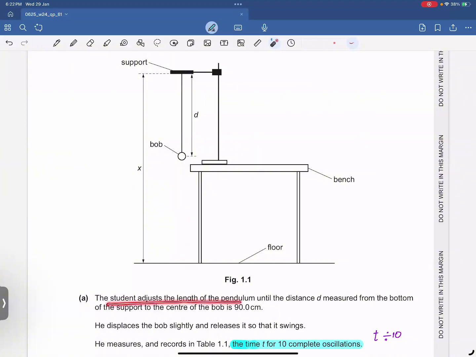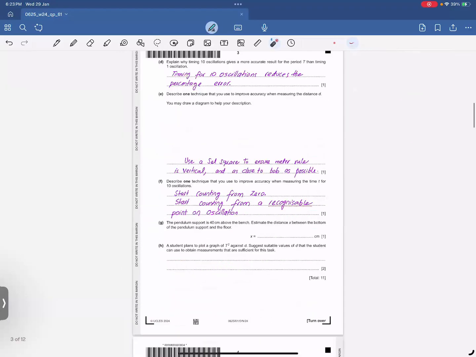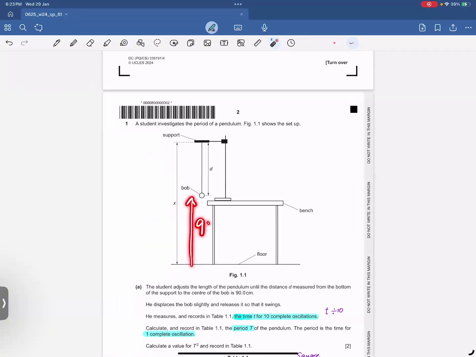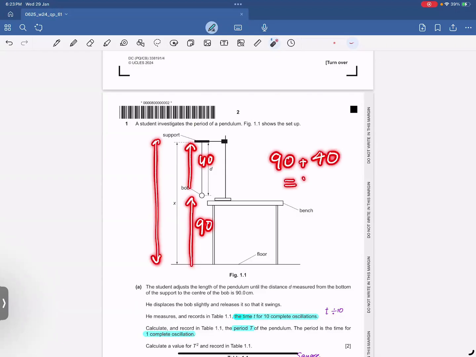So the student adjusts the length of the pendulum until the distance d, measured from the bottom of the support to the center of the bob, is 90. Yes, and they already told you that this one is 40. So this one is 90 and this one is 40. So what could be the total height? You add them, 90 plus 40, which is 130 centimeter.